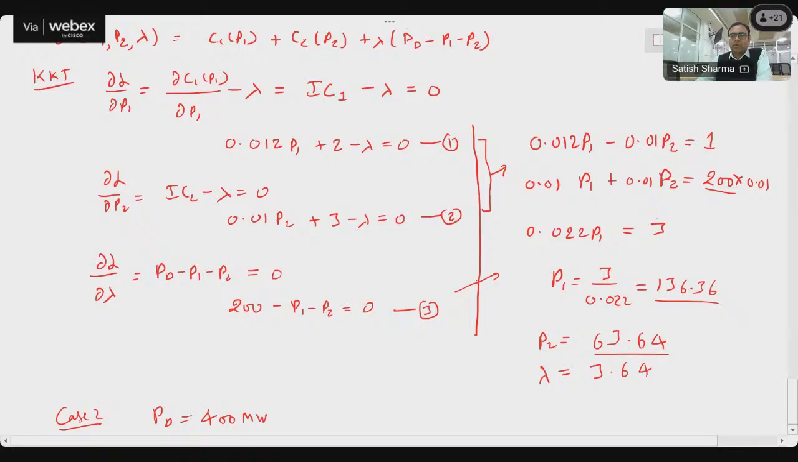What will be the demand in this particular case? I think this 3 will become 5, if I'm correct. And what will be the value of P1? Can anybody calculate it? Instead of 200, if it is 400, this will become 4, 4, 1 plus 5, this will become 5. And then we can have 5 upon 0.022. So how much will that be?